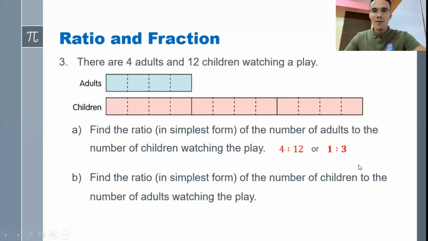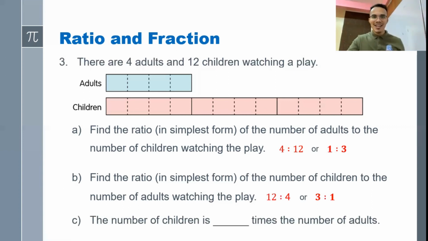Letter B, find the ratio in simplest form again of the number of children to the number of adults watching the play. So we just simply interchange the quantities in letter A. This time, the first quantity is the number of children, and the second quantity mentioned is the number of adults. So our answer is 12 to 4, or that is 3 to 1.